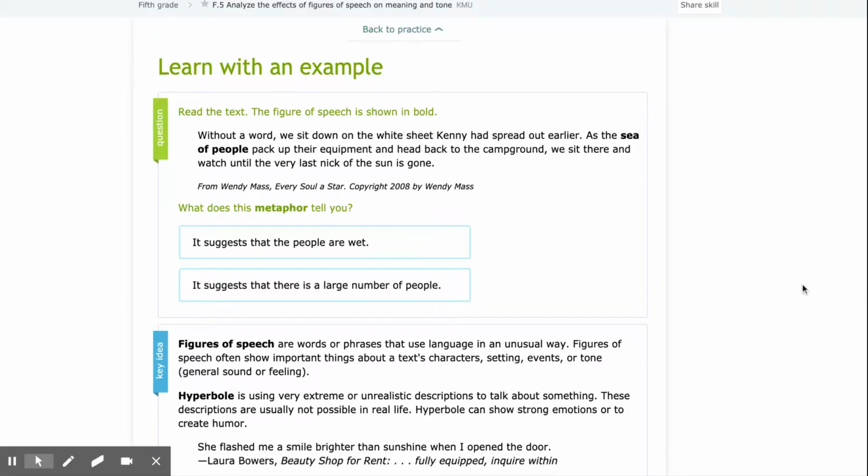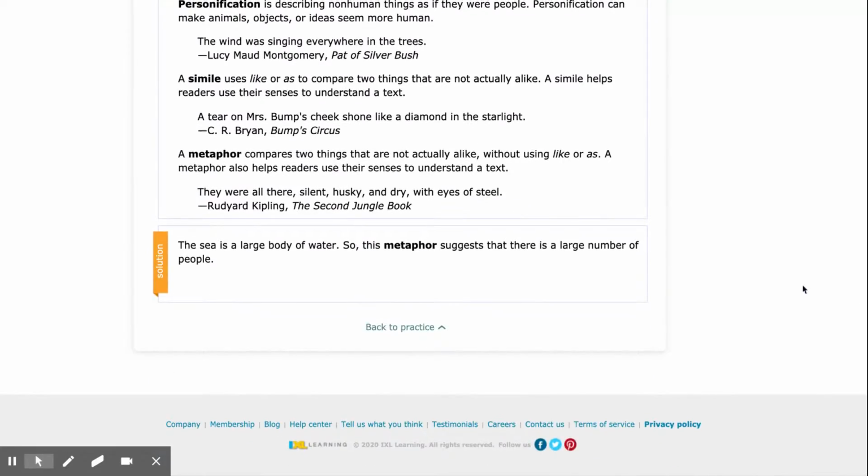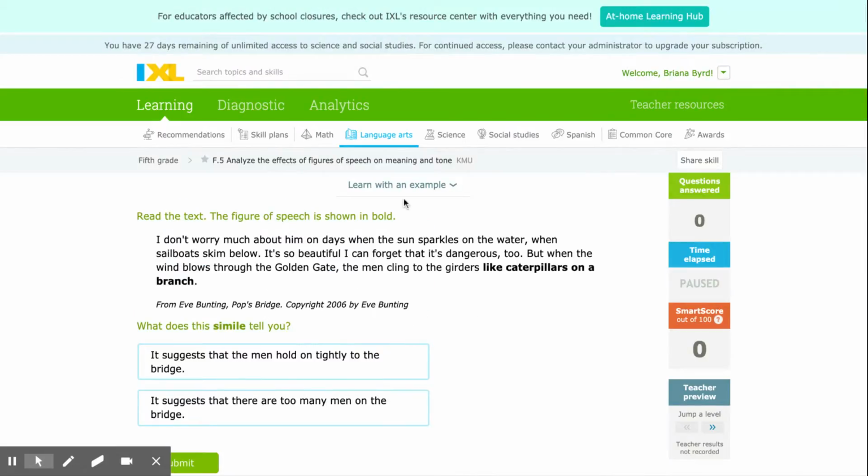Let's check our work. The sea is a large body of water, so this metaphor suggests that there is a large number of people. Remember, as you're working, if you're confused, click Learn with an Example and review the notes.